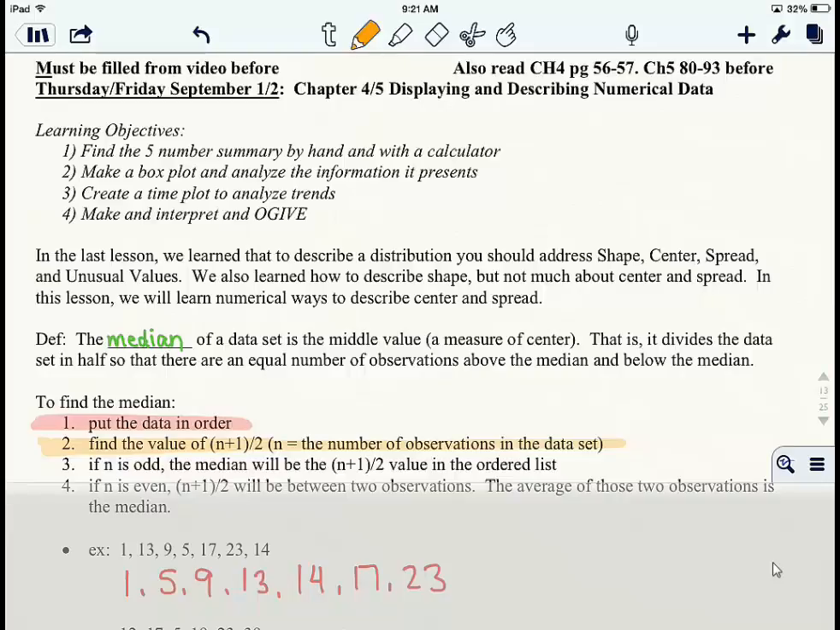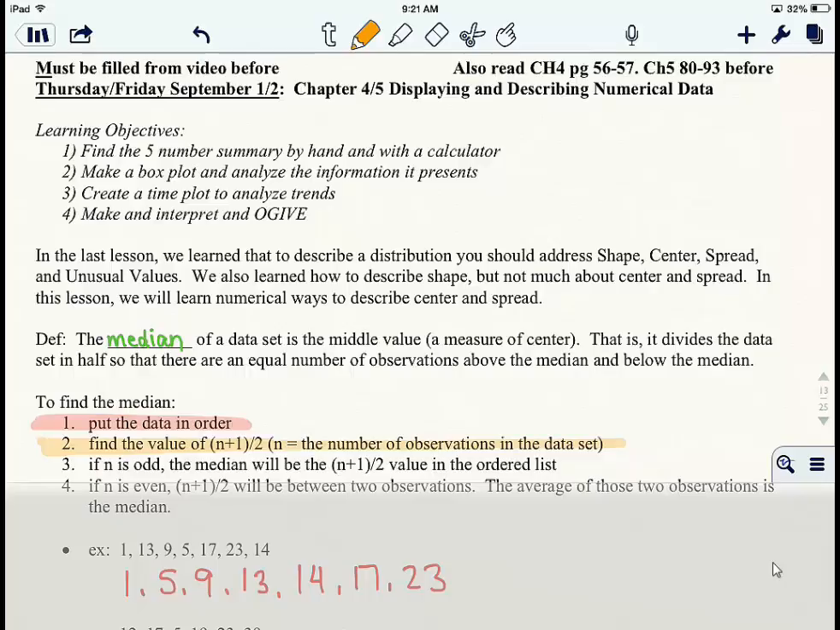Chapter 4 and 5, Displaying and Describing Numerical Data, Video 2. In the last lesson, we learned that to describe a distribution, you should address shape, center, spread, and unusual values. We also learned how to describe shape, but not much about center or spread. In this lesson, we will learn numerical ways to describe center and spread.